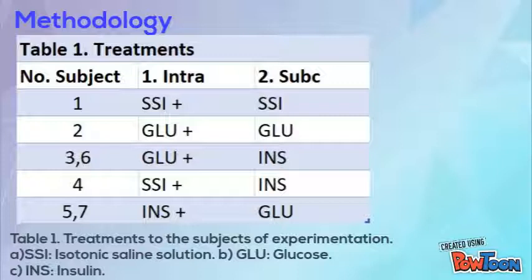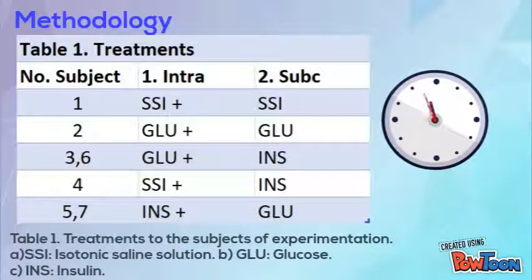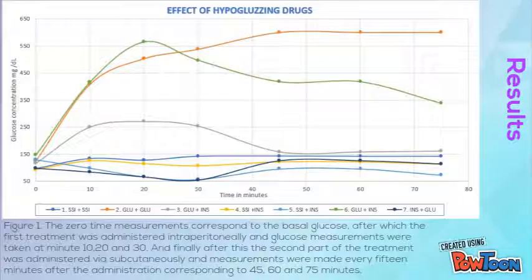The first part will be administered intraperitoneally, and we will take glucose measurements at 10, 20, and 30 minutes. The second part will be subcutaneous, and the glucose measurements will be made at 15, 30, and 45 minutes. The results are shown in the following graph.